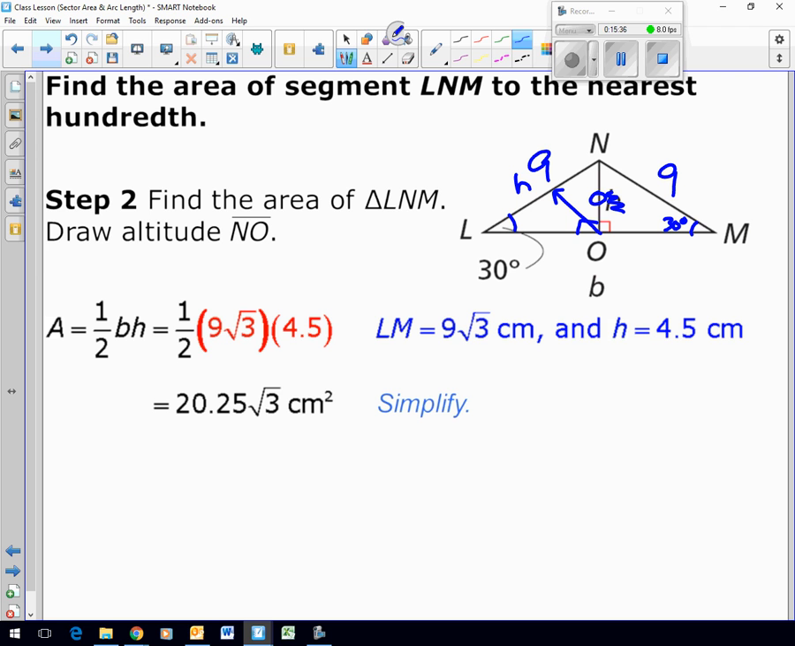Perfect. Okay. I can use the sine of 30. The sine of 30 equals opposite over hypotenuse, right? Cross multiply with some trig right there. Tell me, what is 9 times sine 30?